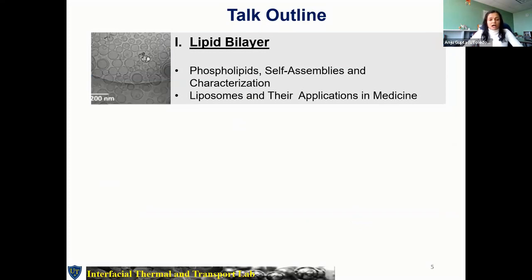So in this talk, I will begin by introducing you to phospholipids, how they look, how they self-assemble, the different shapes they self-assemble in, and how we characterize them. I also want to focus on liposomes and their applications in medicine, because if you're looking at thermal analysis of lipids, you're solving a lot of problems in biomedicine. And we have been focusing mostly on self-assembled lipids in bilayer vesicles, which are also called liposomes. So that will be the flavor of this talk.